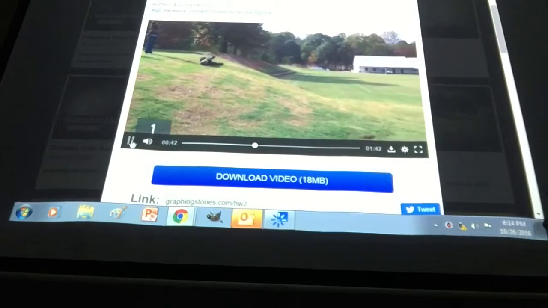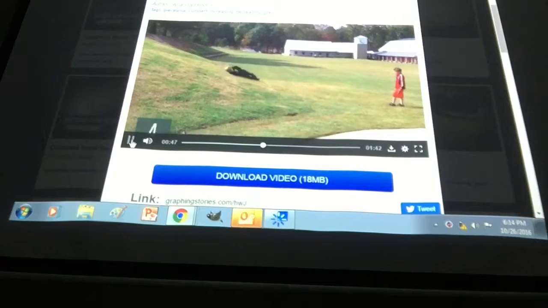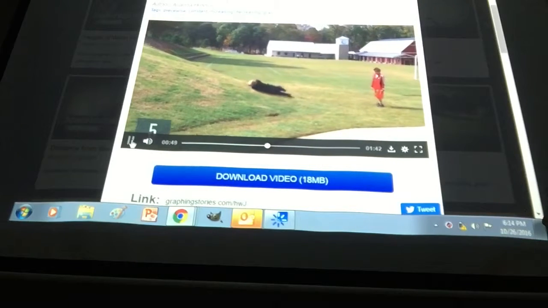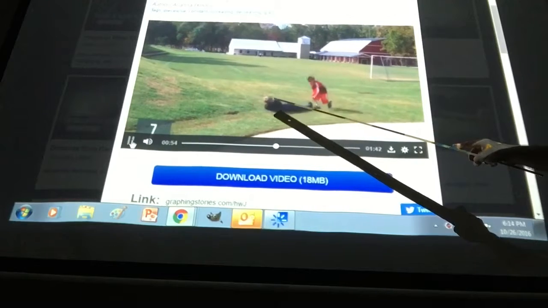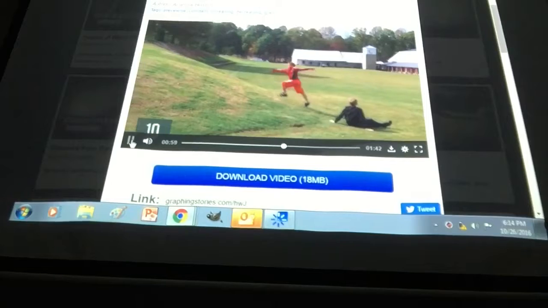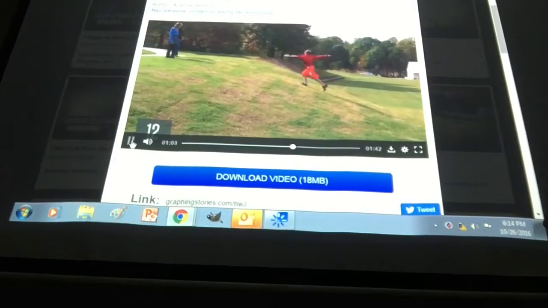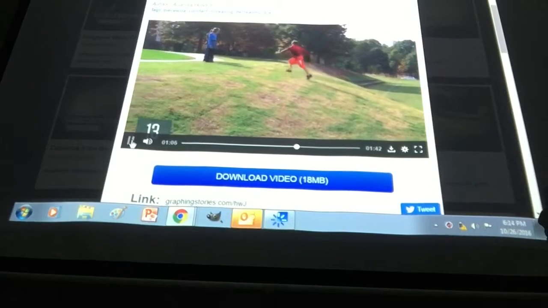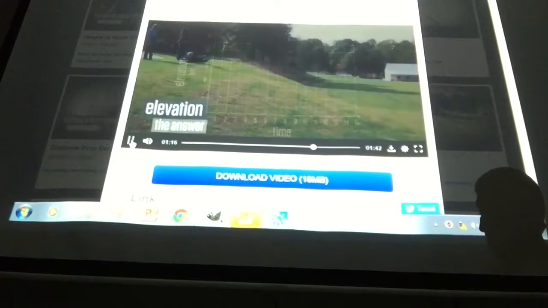0, 1, 2, 3, 4, 5, 6, 7, 8, 9, 10, 11, 12, 13, 14, and 15. Notice he wound up back where the other kid started. Hopefully you graphed this already, but try to think about what the graph would look like.